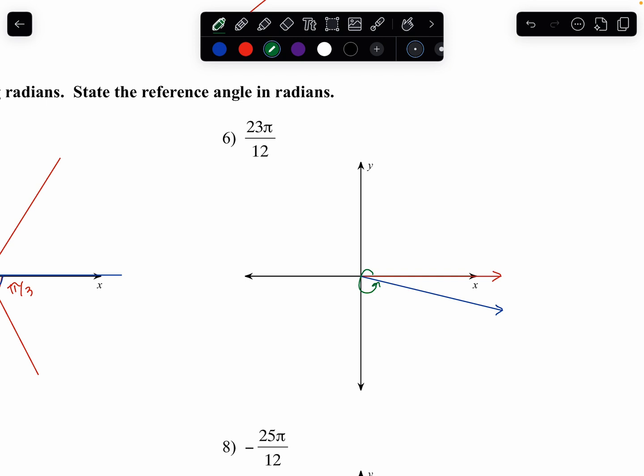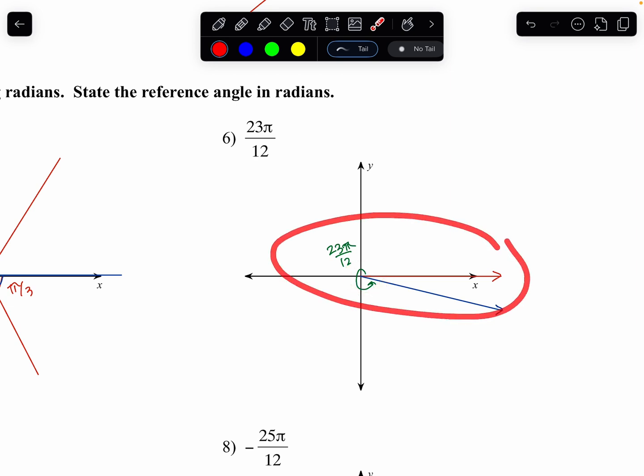So this right here is 23 pi over 12. And this little slice that I left here is 1 pi over 12. So I want 23 out of 24. And then, yeah, that would be that angle right there.